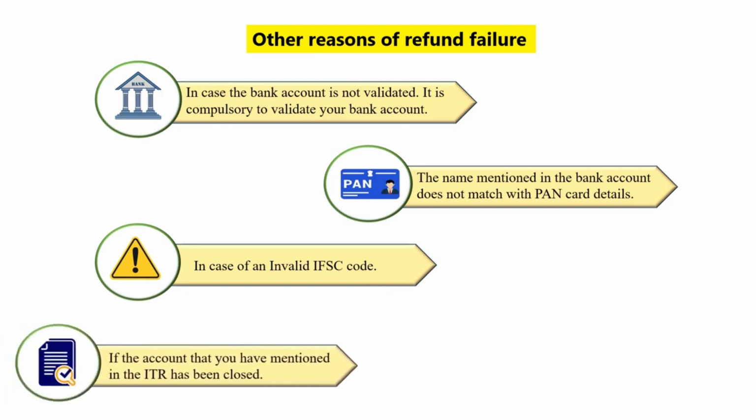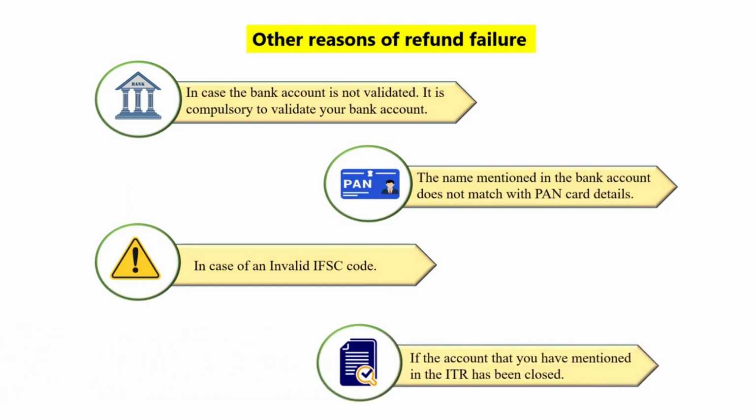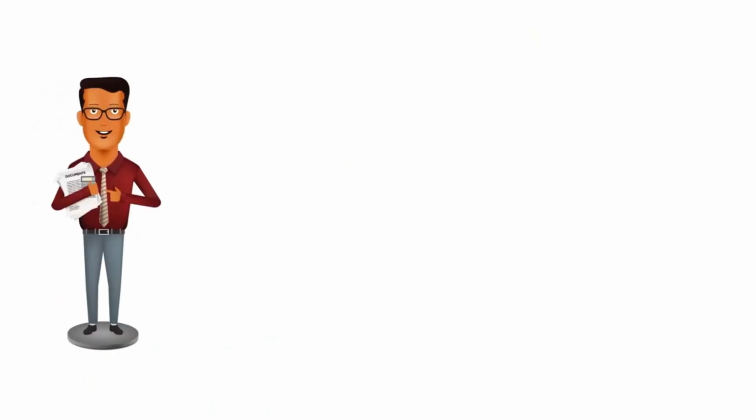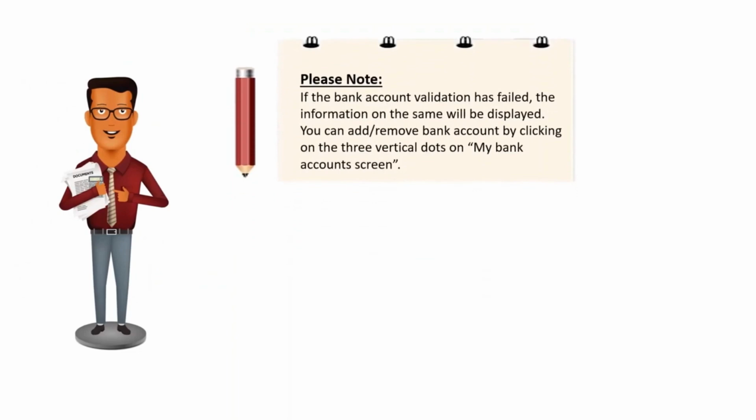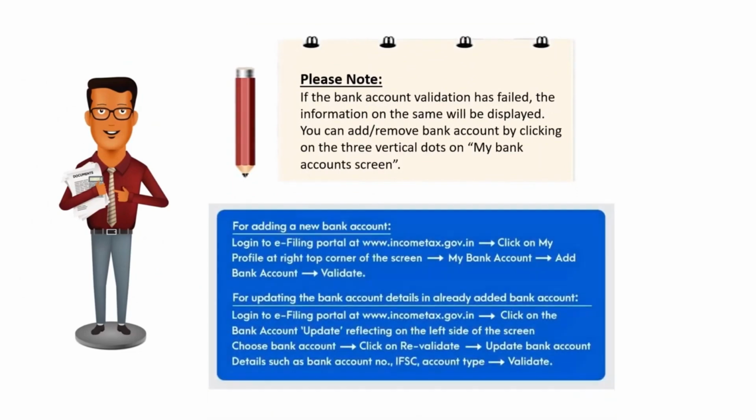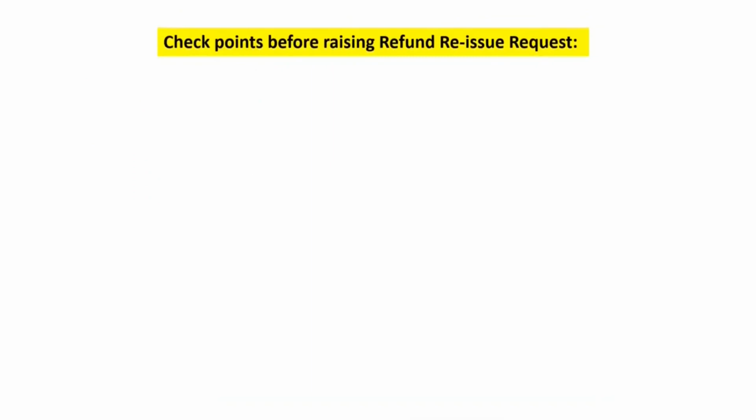Your refund will also fail if the account number that you have mentioned in the income tax return has been closed. Please note that if the bank account validation fails, the information on the same will be displayed on the e-filing portal. You can add or remove a bank account by clicking on the 3 vertical dots on the My Bank Account screen. Let us now see the checkpoints before raising the refund reissue request.